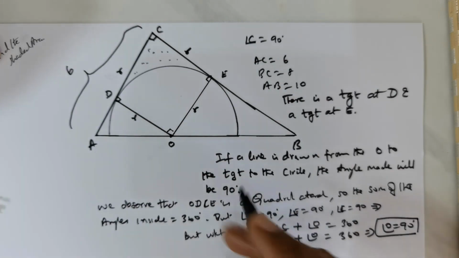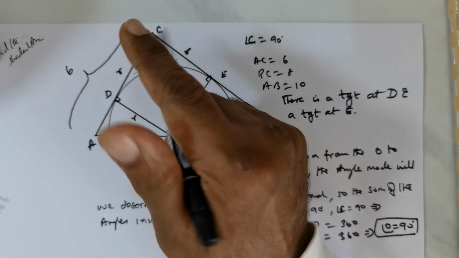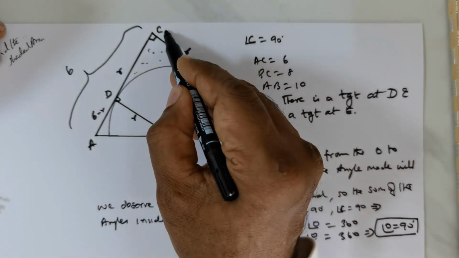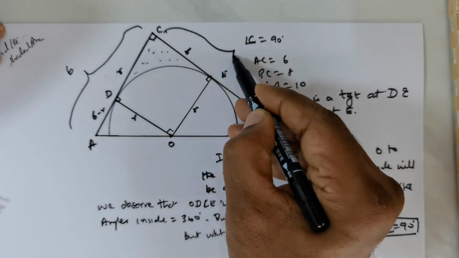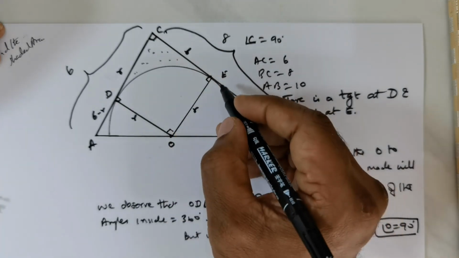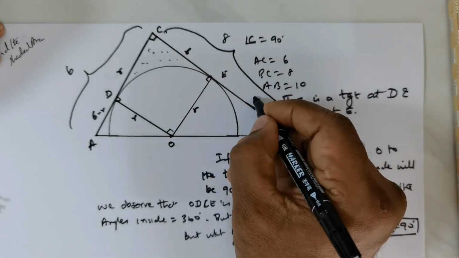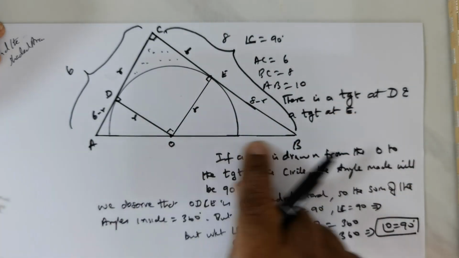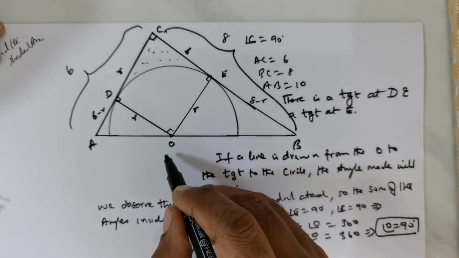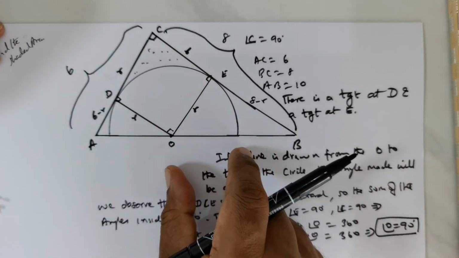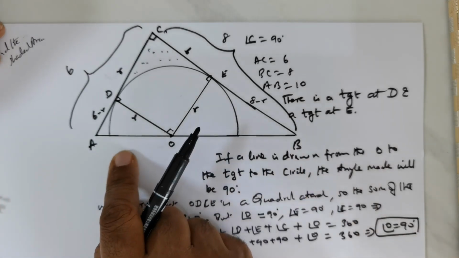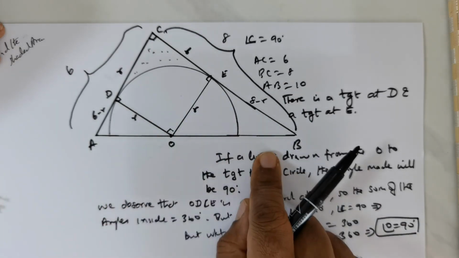If this is 6 units and this is R units, this should be 6 minus R. This entire length is given to be as 8 units. This is equal to R. So this is going to be 8 minus R. Now this entire length is given to be as 10 units. So if this entire length is 10 units, then we will have to actually extract the values of R from here.